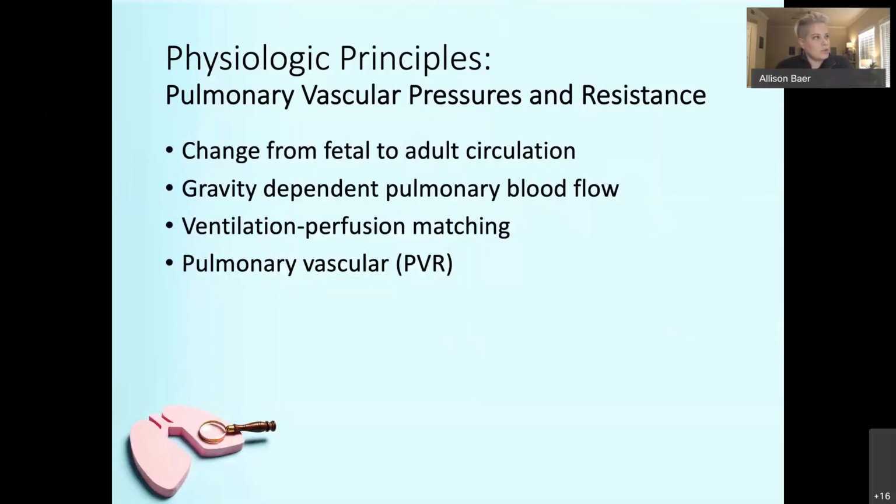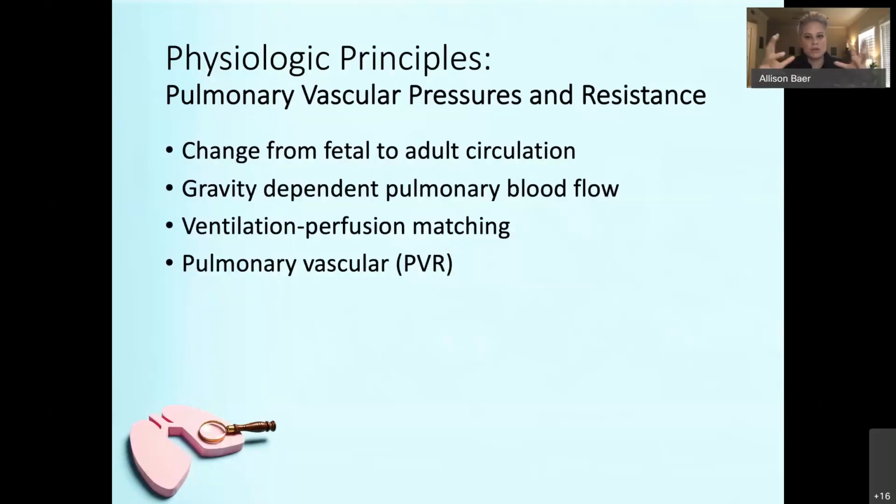So vascular pressures and resistance, this is going to change as they go from fetal to adult circulation, because if you think about it, a newborn baby has those collapsed lungs, they haven't taken their first breath yet, so their pulmonary vascular resistance is high, like we talked about last week.